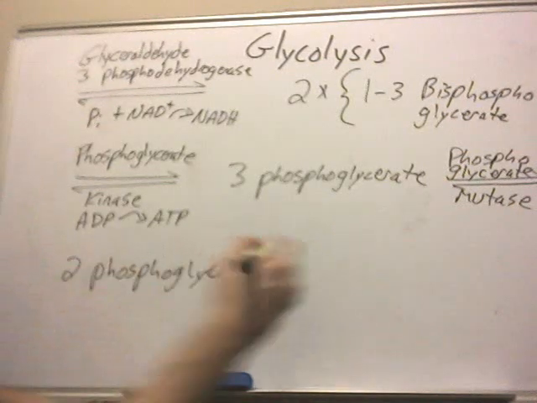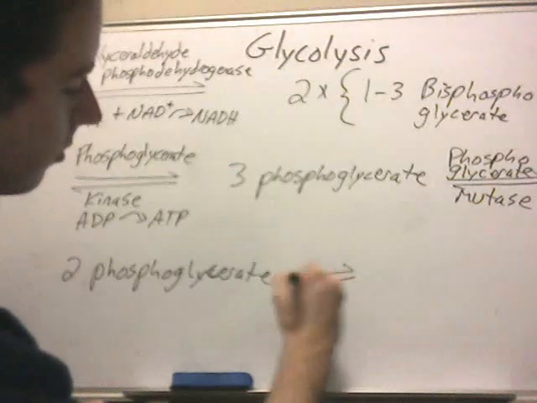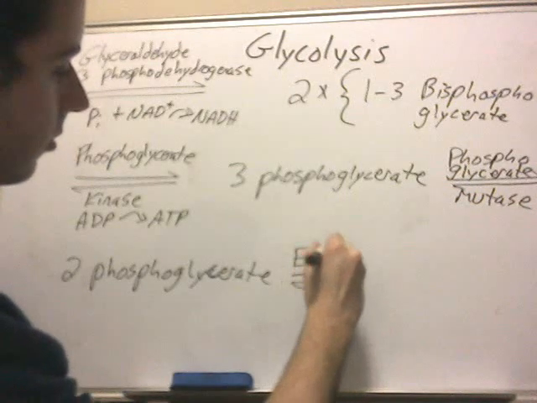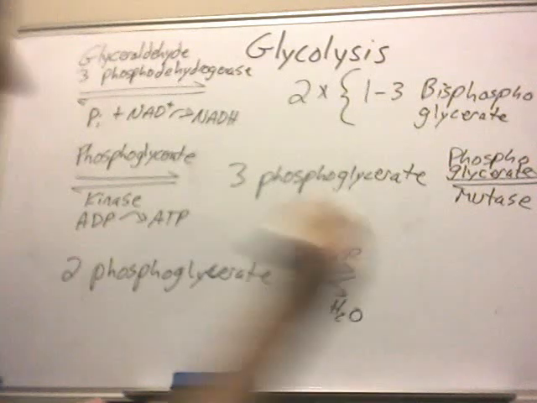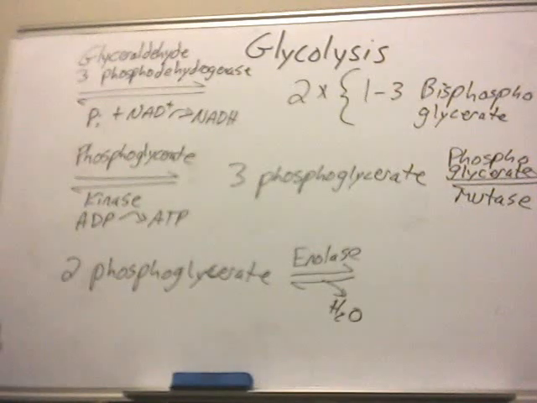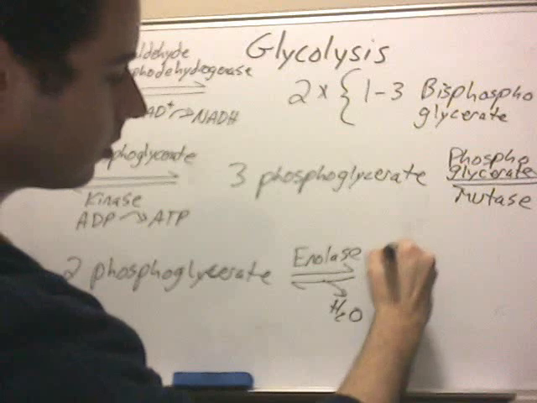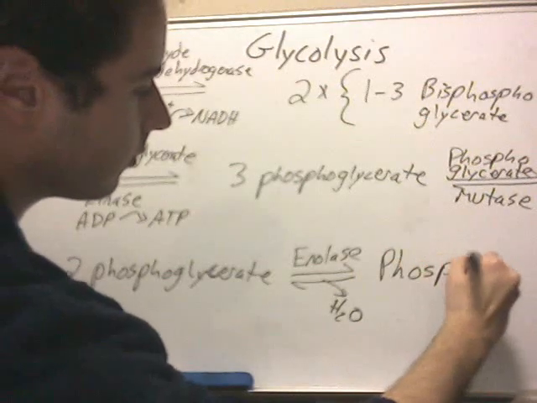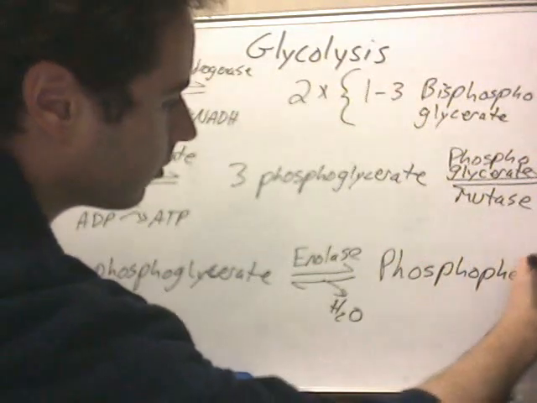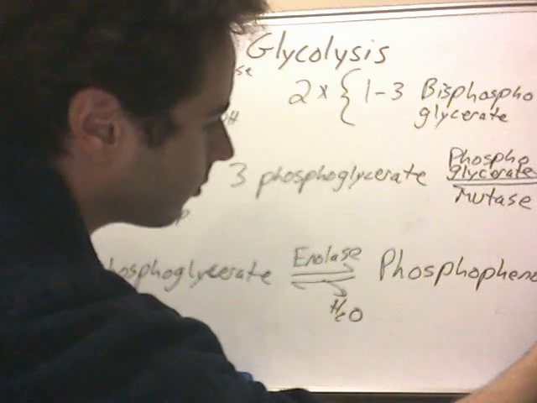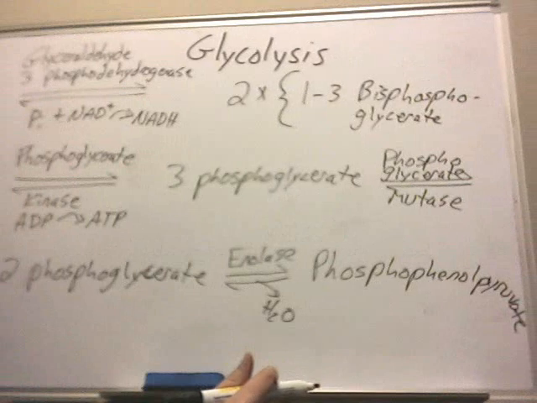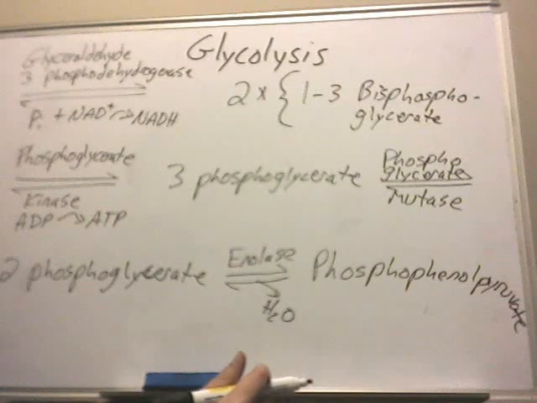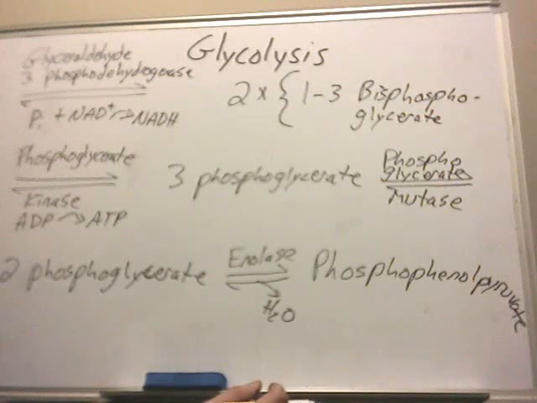But after this, we're going to have another enzyme, enolase. We're going to lose a water molecule there. And we're going to be left with phosphoenolpyruvate. Sorry about this. Phosphoenolpyruvate. If you find a better way to abbreviate it, please feel free. It's just for the sake of the video, I'm not abbreviating anything.